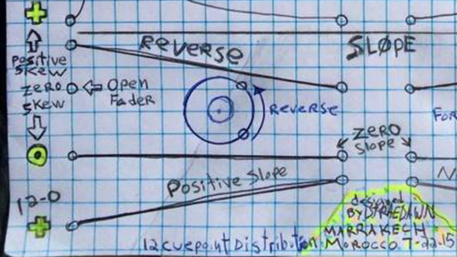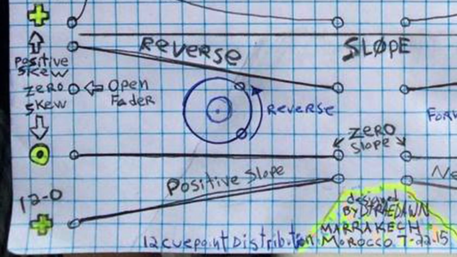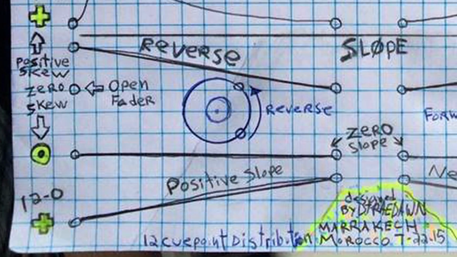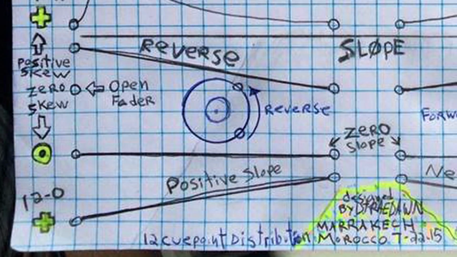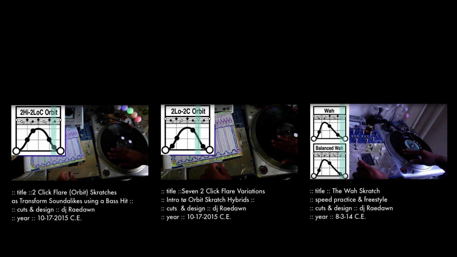These concepts of skew and slope, generally used in statistical analysis, can help turntablists understand the mathematic intricacies of scratching to help expand their arsenal of techniques.